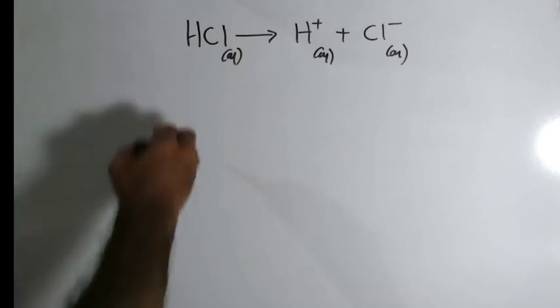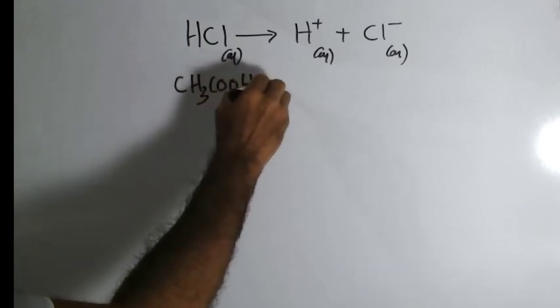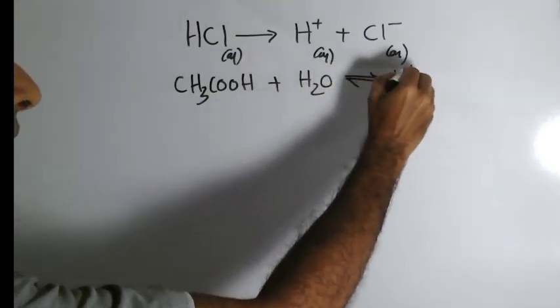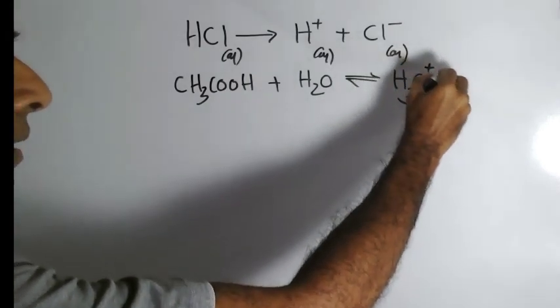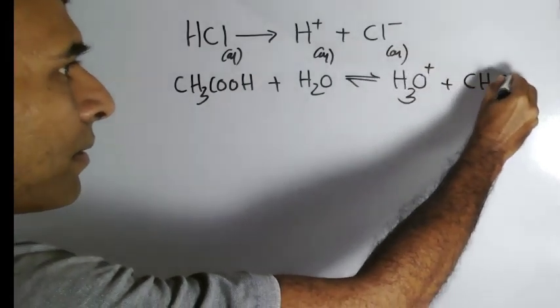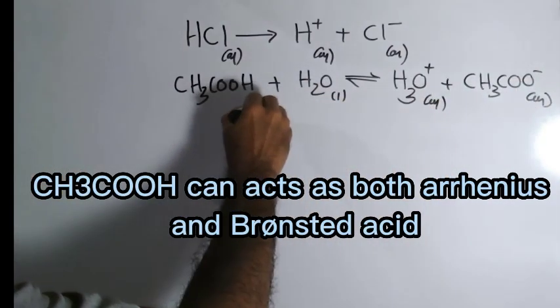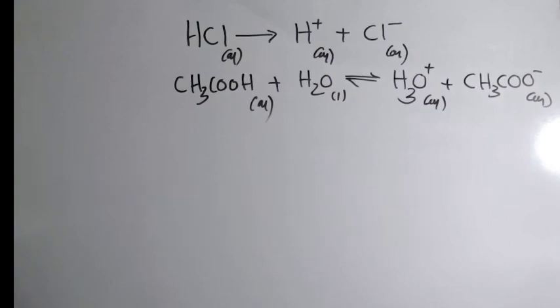Similarly, acetic acid can dissociate in aqueous medium and produce hydrogen ion, let us say hydronium here, and acetate. Here also, acetic acid is capable of donating a proton. Then it can act as an Arrhenius acid as well as a Bronsted acid.